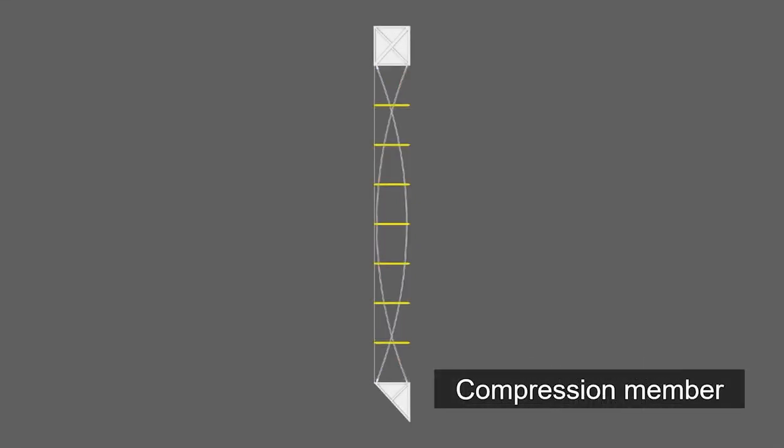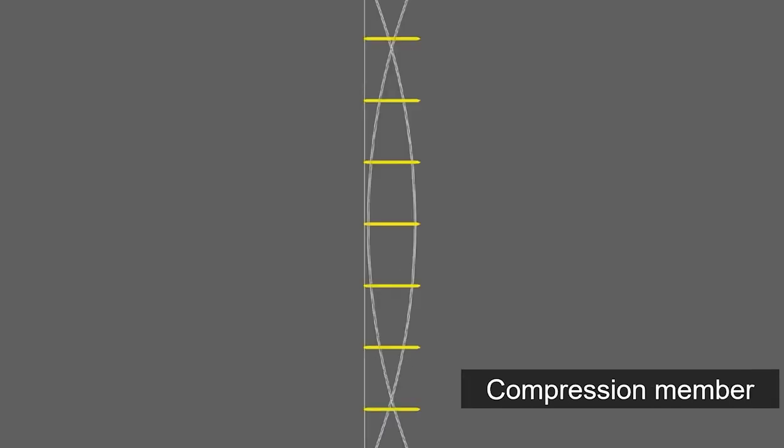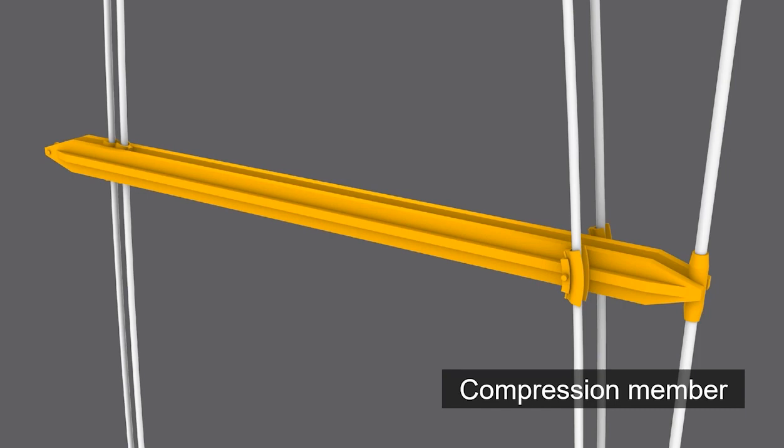Third are steel compression members. Within each unit, there are 7 horizontal compression members that help maintain the arc shape of the cables and transfer stress from the mullions to the vertical cables.